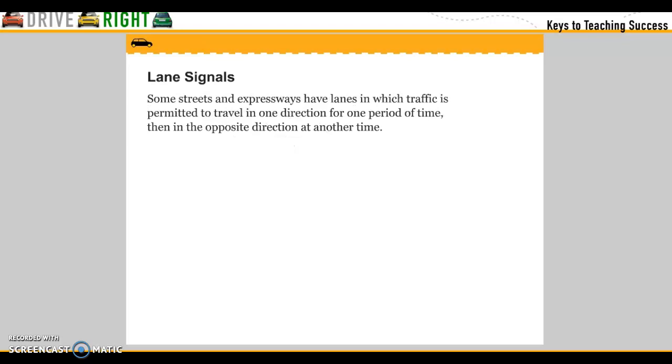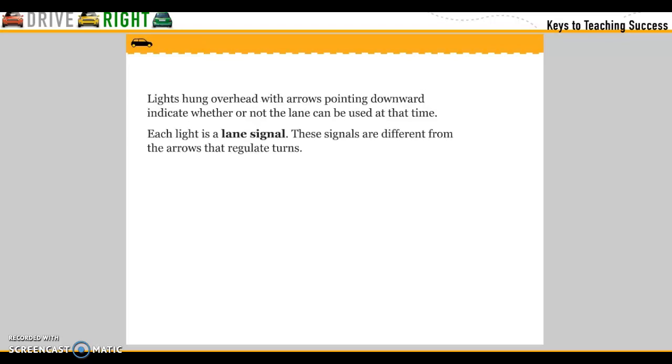Lane signals. Some streets and expressways have lanes in which traffic is permitted to travel in one direction for one period of time, then in the opposite direction at another time. Lights hung overhead with arrows pointing downward indicate whether or not the lane can be used at that time. Each light is a lane signal. These signals are different from the arrows that regulate turns.